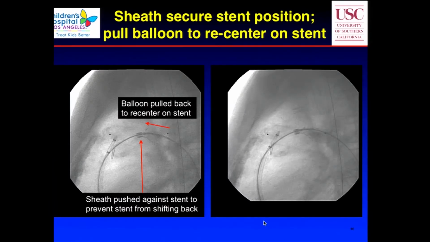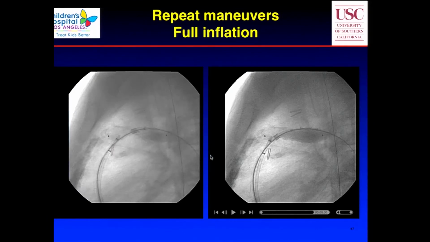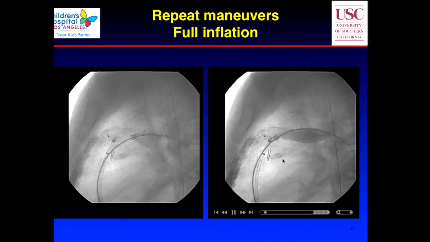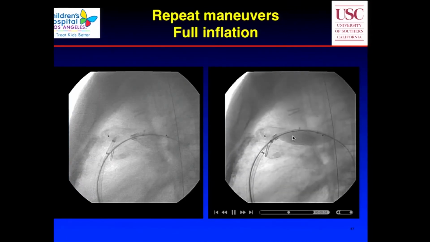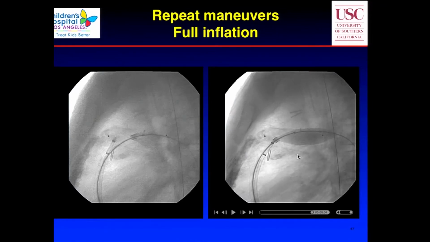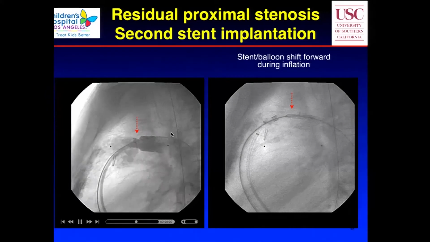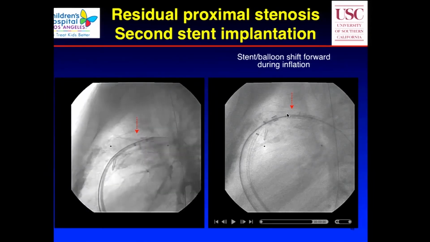And then we do this multiple times. Each time you pull the balloon back a little bit more with the stent, with the sheath holding the stent so it doesn't come too far back. And you keep doing this until you see now finally the balloon is centered and now you can fix the whole thing. Obviously the stent is not going to be in perfect position. You know that's going to happen, but it's better than having to deal with the embolized stent. So in this case, we'll put a second one in.